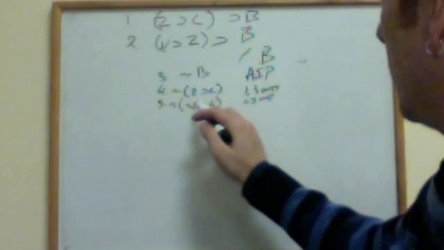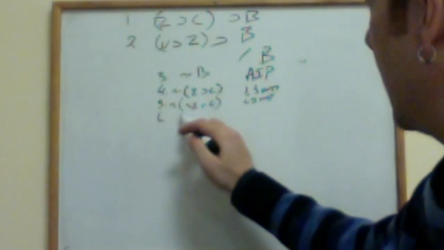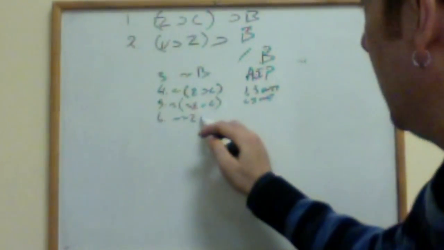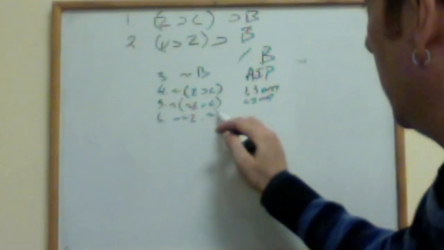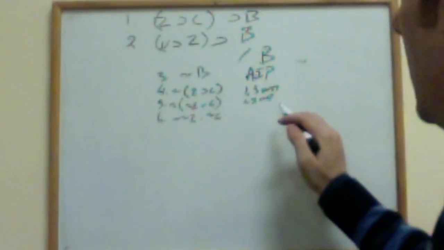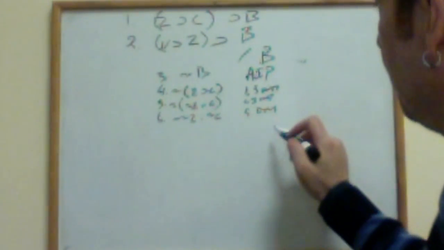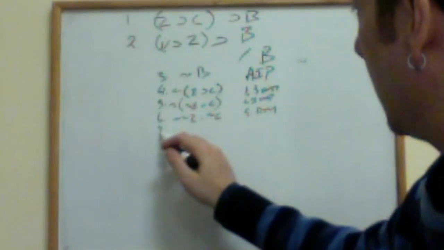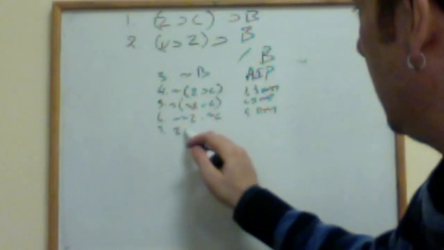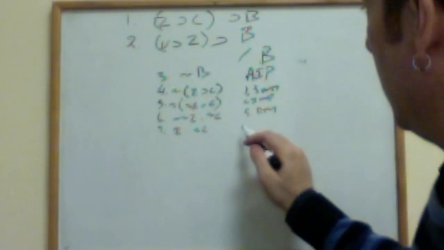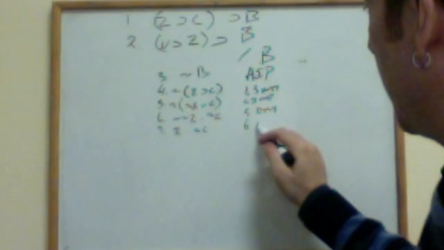Now we can use our De Morgan's rule. We can write line 6, and that's going to be tilde Z dot tilde C. Okay? And we got that from line 5 by De Morgan's rule. You can get rid of that. Line 7 is going to just be Z dot tilde C, and that's from line 6 by double negation.